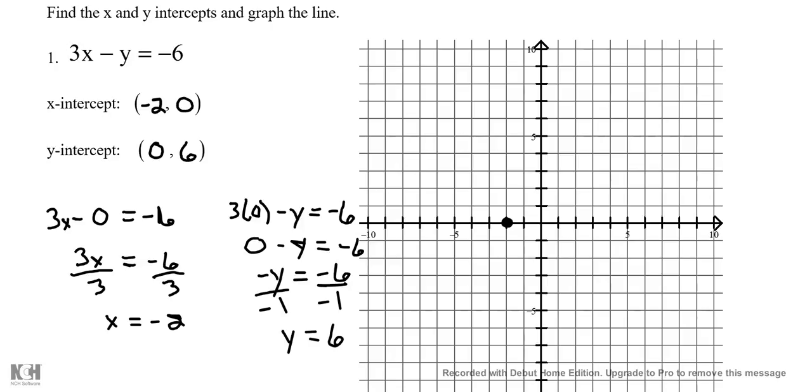So the y-intercept should hit the y-axis. So let's make sure we do that. The x-coordinate is 0, so I don't move left or right at all. The y-coordinate is positive 6, so I move up 6, and right there I am exactly on the y-axis. So there's my x-intercept, there's my y-intercept, and the line that connects them is the line for this equation.